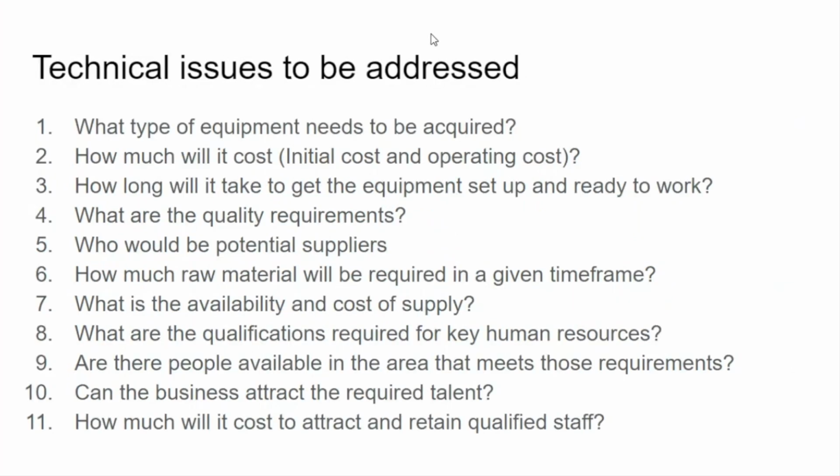Technical issues. What type of equipment needs do you require? How much will they cost? How long will it take to get the equipment? What is quantity requirements? Where are the suppliers for these pieces of equipment? How much raw material are you going to need in terms of an inventory? Availability of supply. Are people available to meet these requirements? Particularly, can you get this stuff easily? How much will it cost to get the people you require in order to do the job to make the things that you say you're going to make?